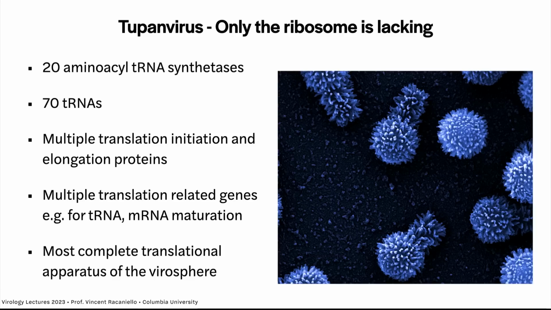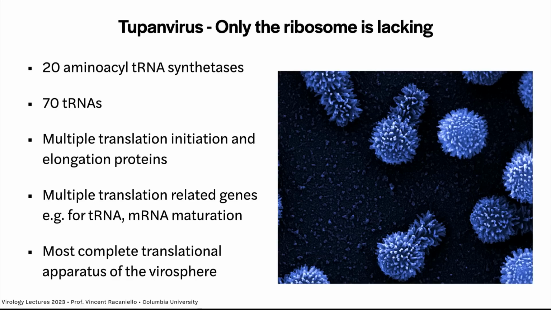Yeah. Because this virus encodes, well, only the ribosome is lacking. This was discovered by South American and French collaborators. And the French, you can tell this, "only the ribosome is lacking." It's not an English construction, right? There's something different about it. So that's from the French. It encodes 20 aminoacyl tRNA synthetases, 70 tRNAs, multiple initiation and elongation proteins, translation-related genes, the most complete translational apparatus of the virosphere. So that's a word I haven't used yet, virosphere: all the viruses on the planet.